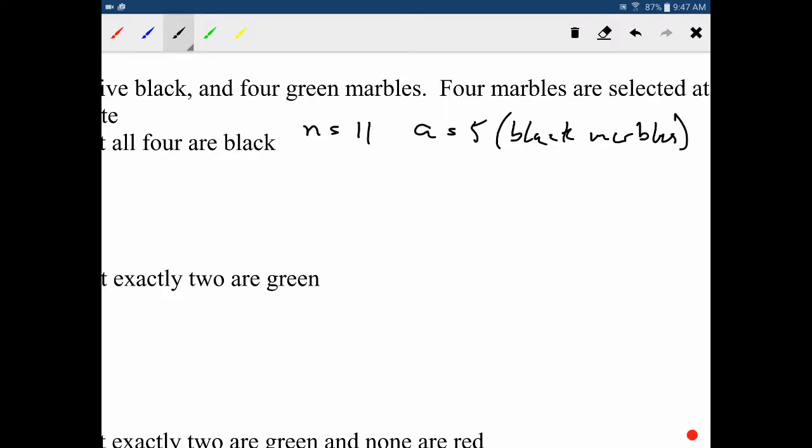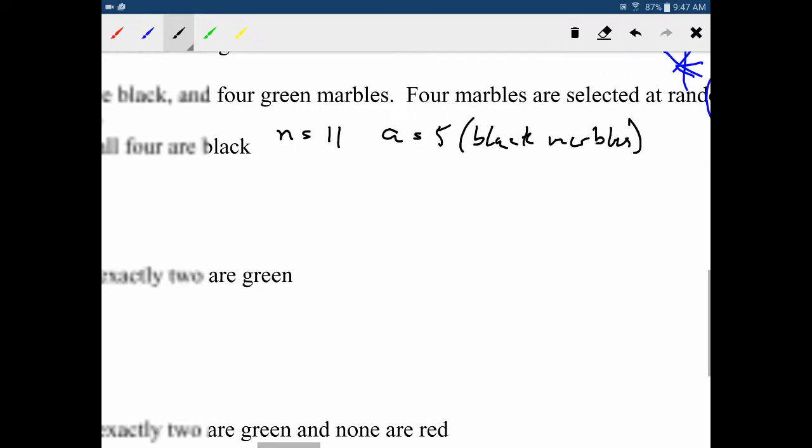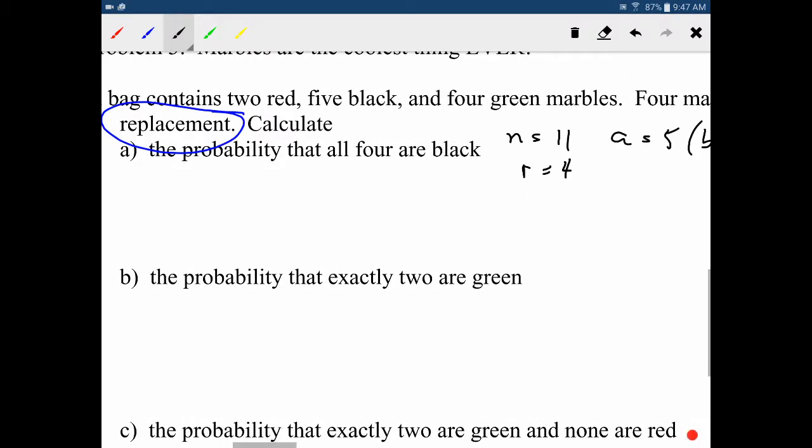Now, we've got to be careful there because as I move forward, that number will actually change. In this case, R is 4, because I'm asking what is the probability that all 4 are black. So I'm drawing 4. There's 5 black ones, 11 total. And so I just do the probability of getting 4, which is going to be 5 choose 4 times 6 choose 0 divided by 11 choose 4.